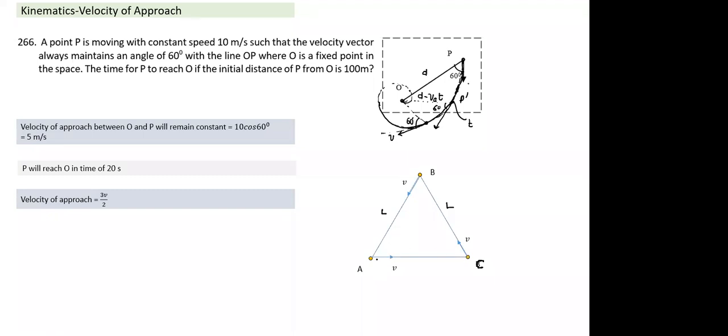So when I look at this particular instance, at what rate is the distance between A and B shrinking, and A and C? What is the velocity of approach here? Because of this, the velocity of approach is V, and because this angle is 60 degrees, it will also have a component equal to V by 2. Hence, these two particles are approaching each other with the velocity of approach V plus V by 2, equal to 3V by 2.